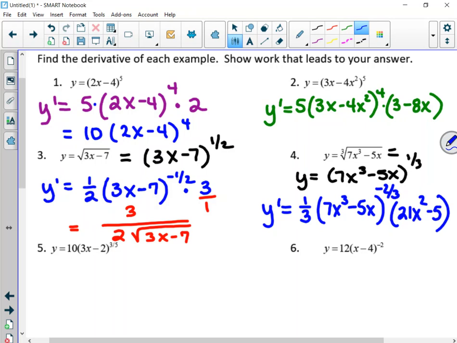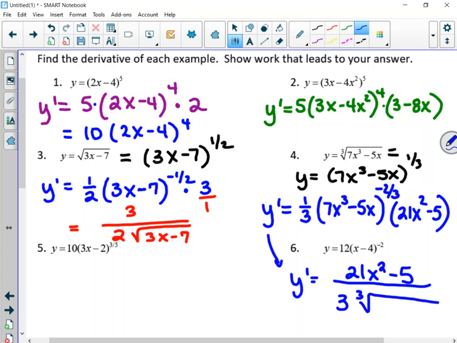Once again, if we wanted to move some pieces around there, if we wanted to throw some stuff in a denominator, we could. I'm going to run out of room here, but I could. The 21x squared minus 5 would be up in the numerator. The 3 would be in the denominator. And then I would have a cube root of 7x cubed minus 5x, all squared.